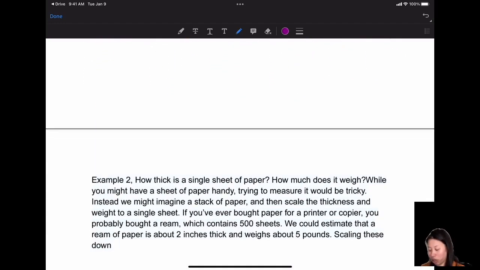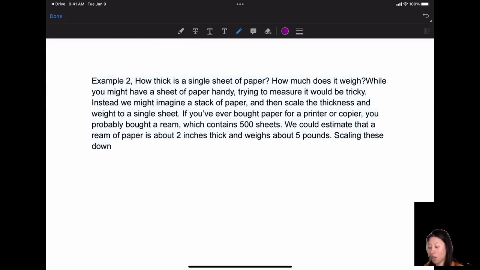Okay, the second question is really interesting. How thick is a single sheet of paper? How much does it weigh? While you may think a sheet of paper is handy, trying to measure it would be tricky because it's really thin. So instead, we might imagine a stack of paper and then scale the thickness and weight to a single sheet.